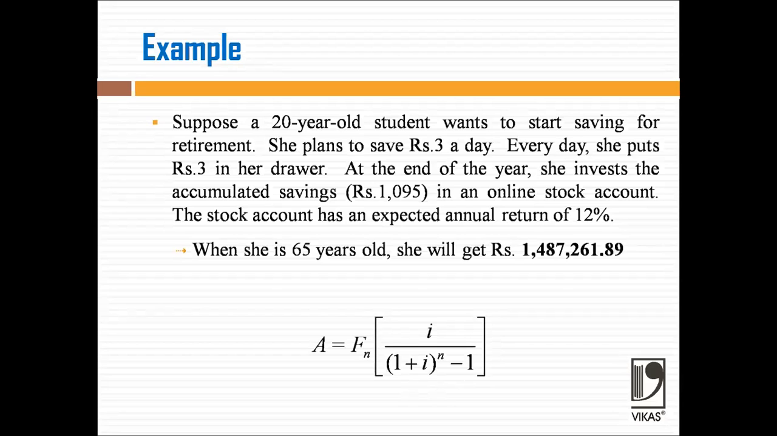In this example, a 20-year-old student wants to start saving for retirement. She plans to retire at age 65. Now her age is 20. How many years is the plan?